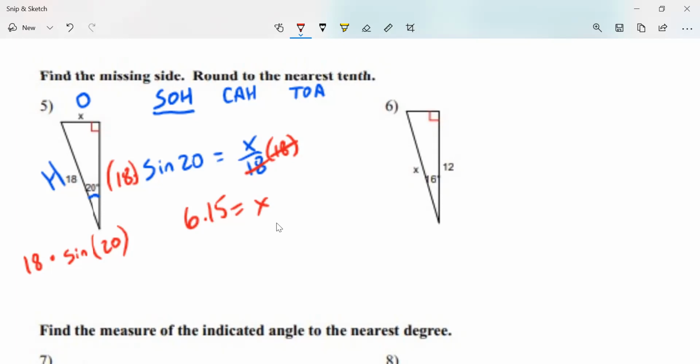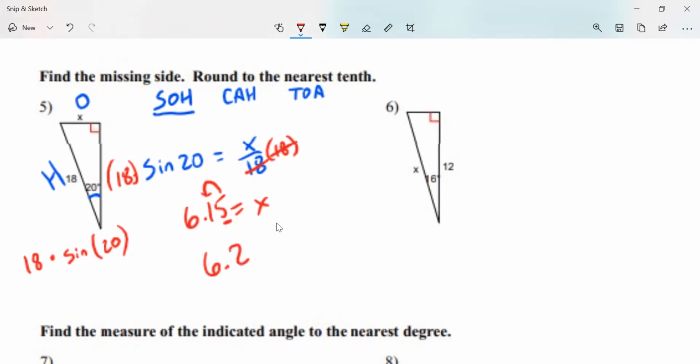Okay, so 6.15. I have to go to the nearest tenth. I take a look at the second decimal place. It is big enough. Remember, we talked about last week that big enough is 5 or more. Because 5 is big enough, it's going to push the previous number. So the 1 is going to push it up. So my answer in this case will be 6.2. Okay, that was not that bad. 6.2. I expected x to be less than 18, so it makes sense. Now let's take a look at number 6.